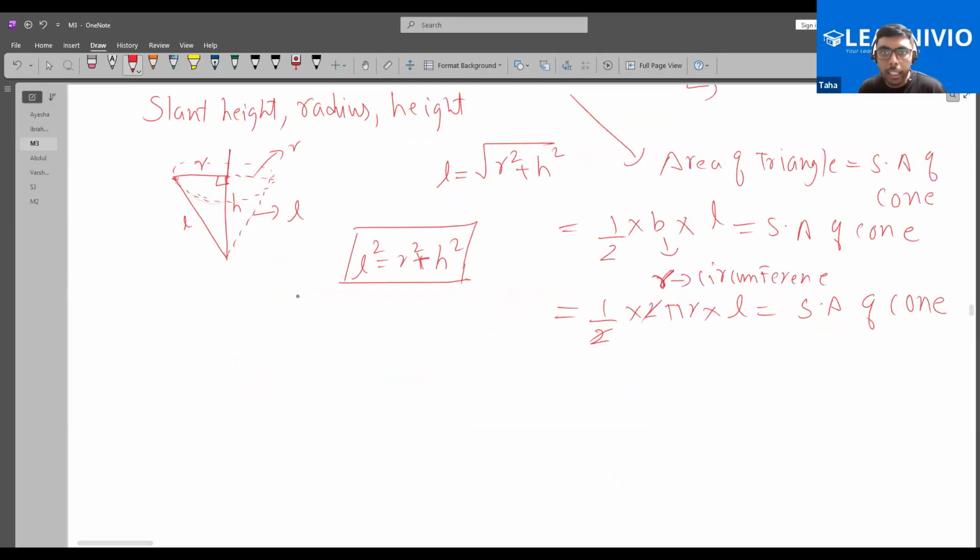Understanding this is necessary sometimes, because in questions where you get stuck, this is how you can remember, okay, this is how I got the answer. So this is how we get pi RL.